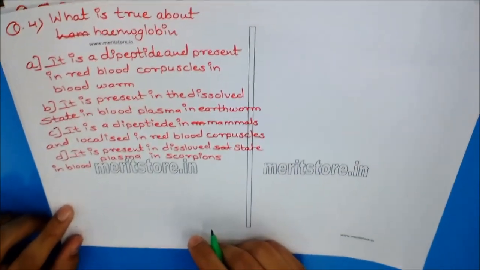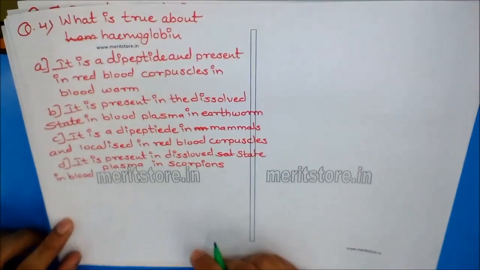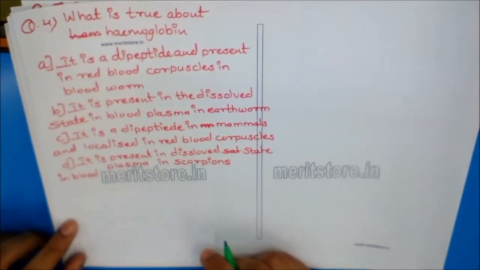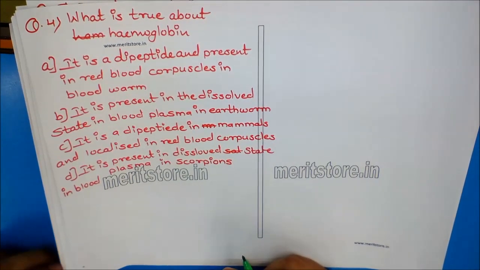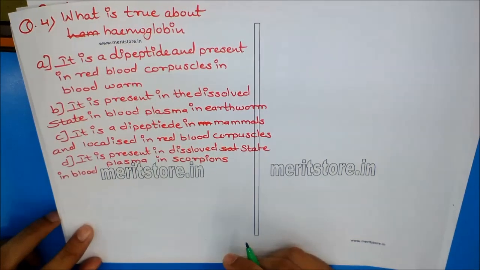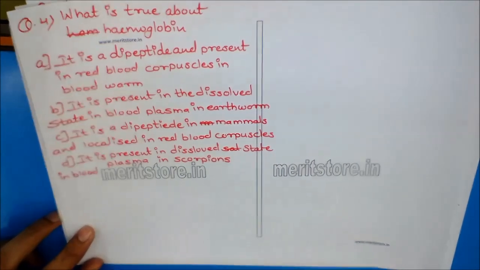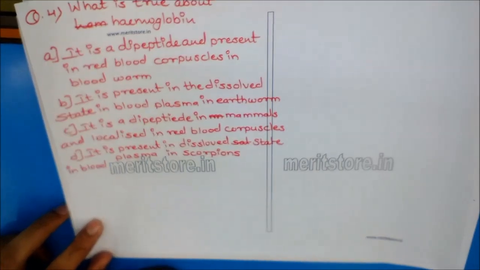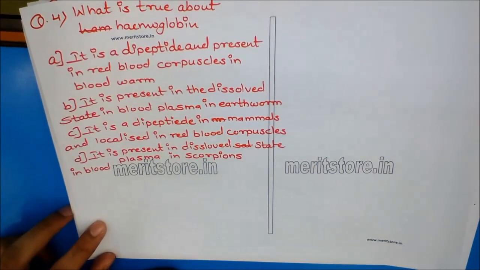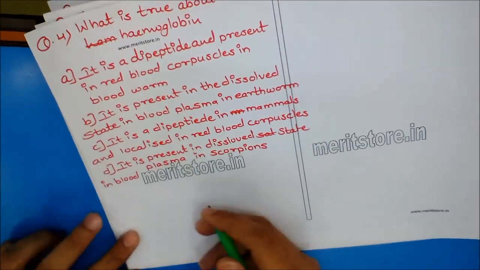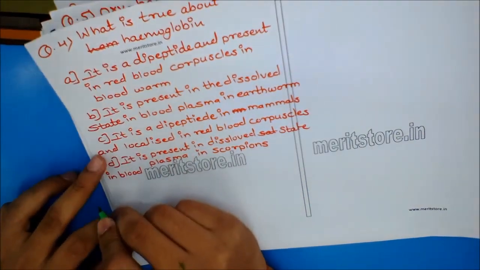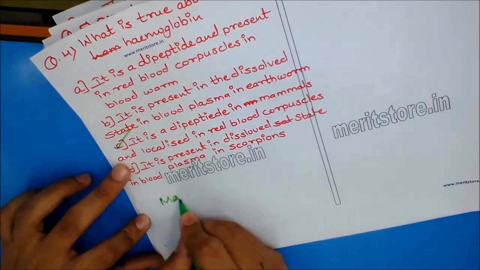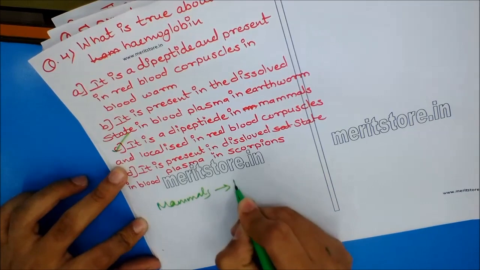The next question is, what is true about hemoglobin? Option A, it is a dipeptide and present in red blood corpuscles in bloodworm. Option B, it is present in the dissolved state in blood plasma in earthworm. Option C, it is a dipeptide in mammals and localized in red blood corpuscles. Option D, it is present in dissolved state in blood plasma in scorpions. So the answer to this question is option C, as we see the presence of hemoglobin in mammals like human beings.